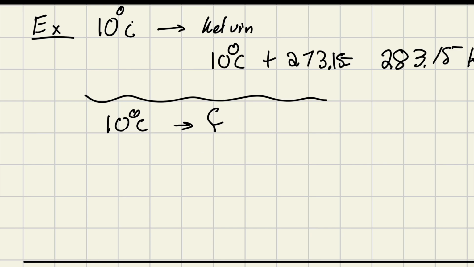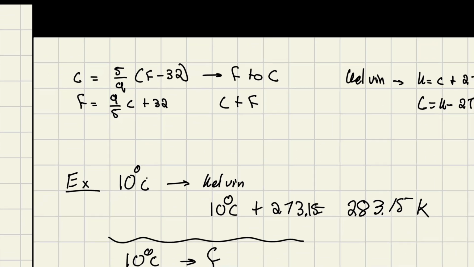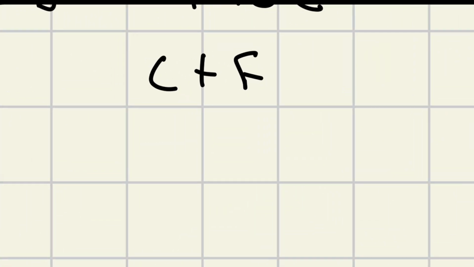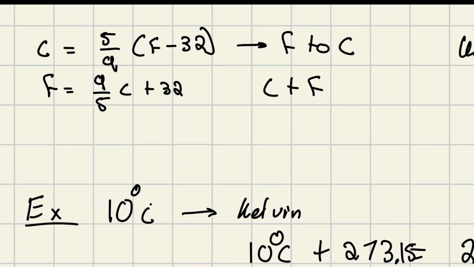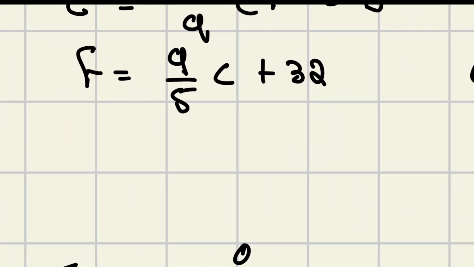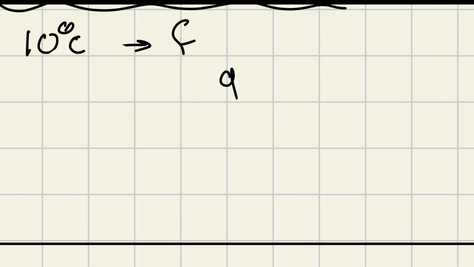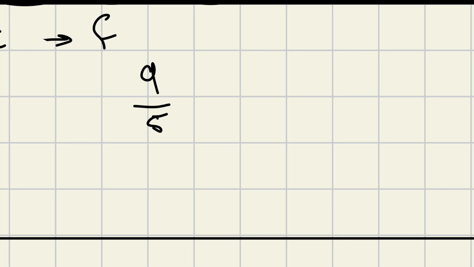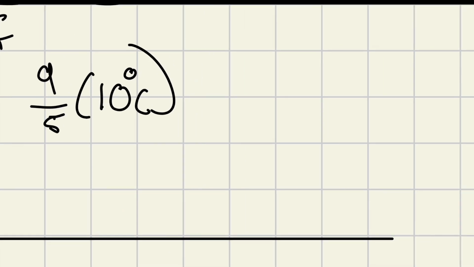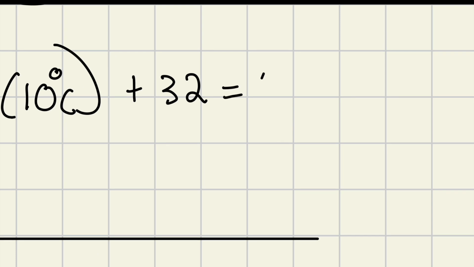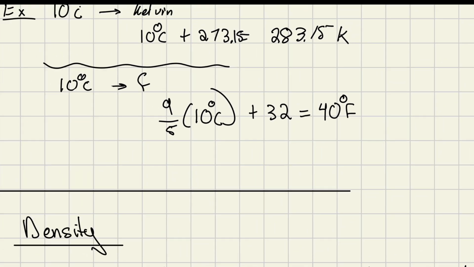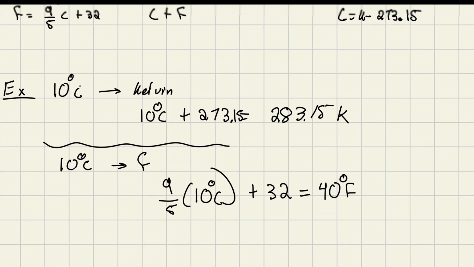Now, what if we want to do from Celsius to Fahrenheit? Well, Celsius to Fahrenheit, we have Fahrenheit equals 9/5 Celsius plus 32. We can write out 9/5 times the Celsius number that we have, plus 32, is equal to 40 degrees Fahrenheit. That's it. Just a plug-in conversion.